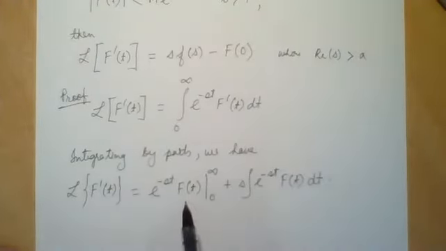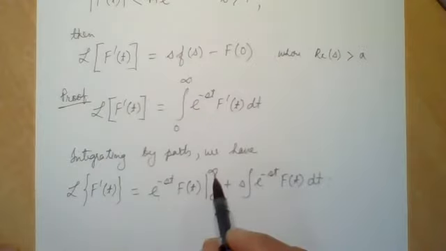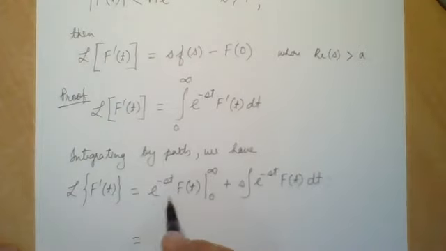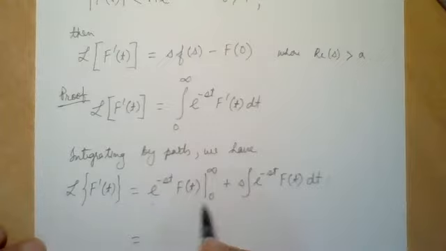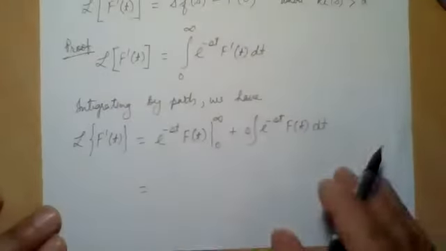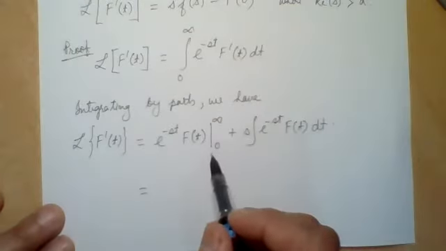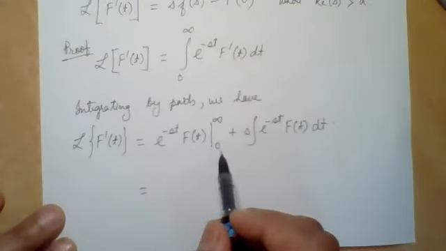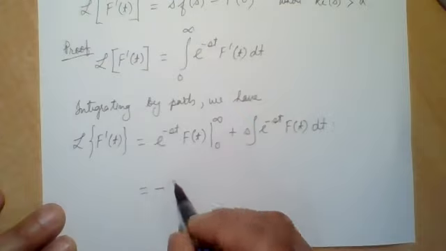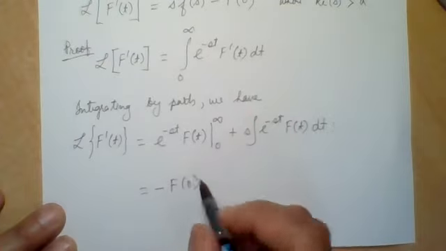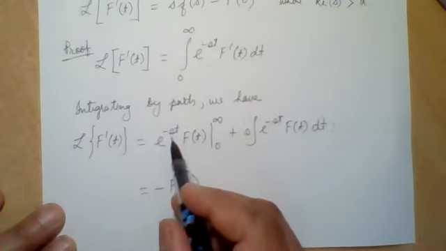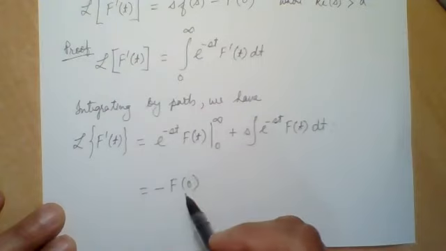And since f of t is of exponential order, the value of this expression as t tends to infinity is 0. So what remains is only the value of this expression at t equal to 0, the lower limit. So minus f of 0, because the value of e to the power 0 is 1, and so we have only minus f of 0.